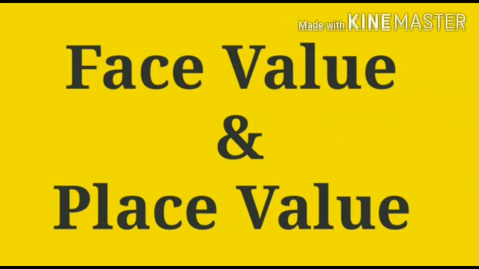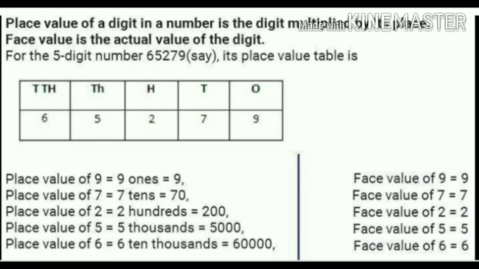The next topic is face value and place value. The place value of a digit in a number is the digit multiplied by its place. For example, look at this number, 65,279. What is the place value of 7? Tens, isn't it? So we multiply 7 with tens, which is 70. 70 is the place value of 7. What about 5? The place of 5 is 1,000, so we multiply 5 with 1,000. That becomes 5,000. So the place value of 5 is 5,000.